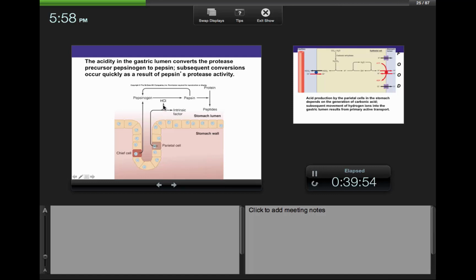Now that acid is responsible for converting pepsinogen to pepsin. Now let's go back to the chief cells. Chief cells secrete the precursor pepsinogen. Acid converts pepsinogen to pepsin, and pepsin is an enzyme that breaks down proteins to polypeptides. So you're already getting a significant amount of breakdown of proteins in the stomach.